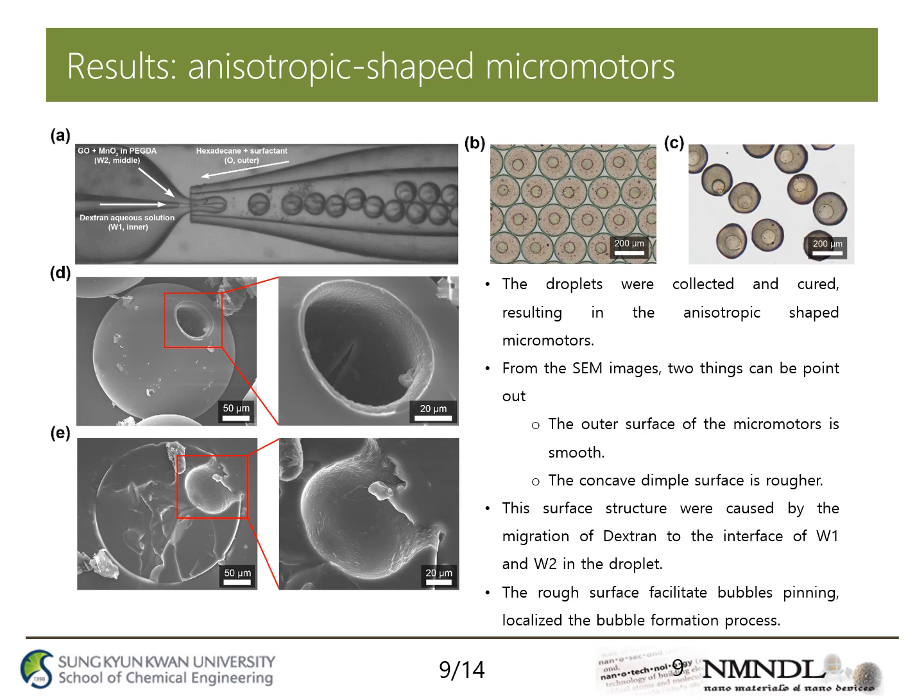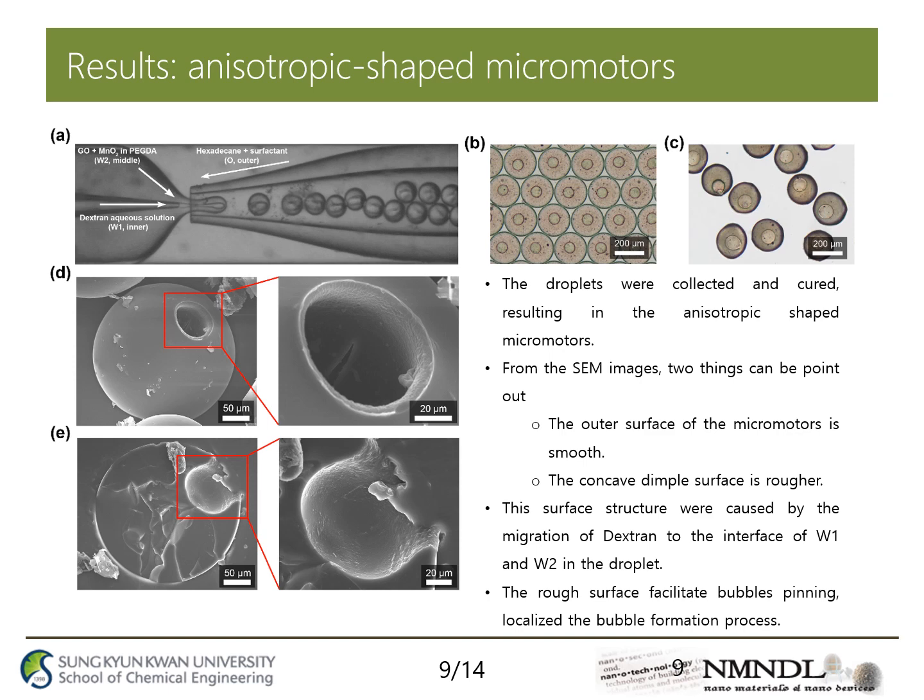Going to the results section, we first investigate the morphology of the micromotors, and the micromotor here has an anisotropic shape with a dimple on it. Now, the droplets were first collected and then cured, resulting in anisotropic shaped micromotors, and we then freeze dry them and observe them under SEM. And from there, two things can be pointed out. The outer surface of the micromotor is smooth. The concave dimple surface is much rougher.